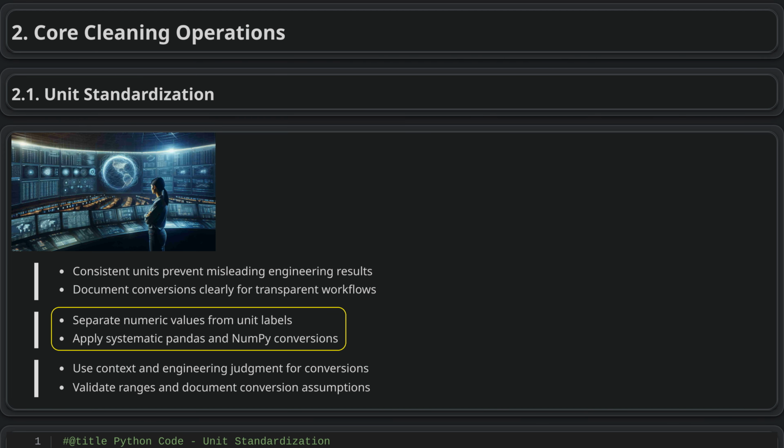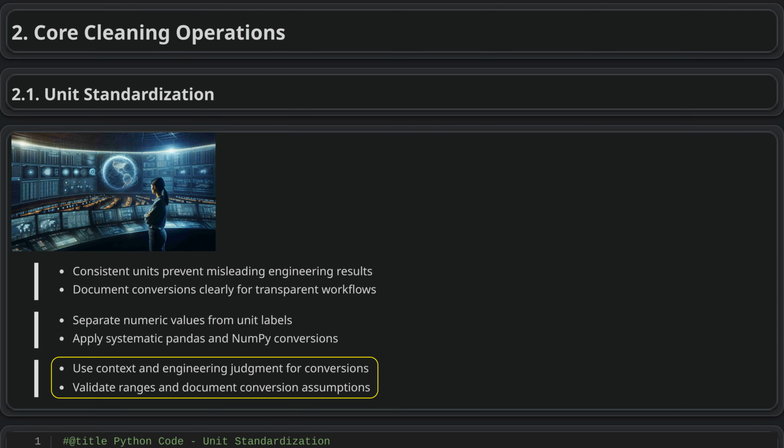First, find where units vary and separate measurement values from their units, whether the units appear in headers or inside cells. Clean mixed columns so numbers are distinct from text and symbols, especially when combining data from different sources. Then use Pandas for consistent column conversions and NumPy for efficient large-scale transformations, keeping the process systematic and reproducible.